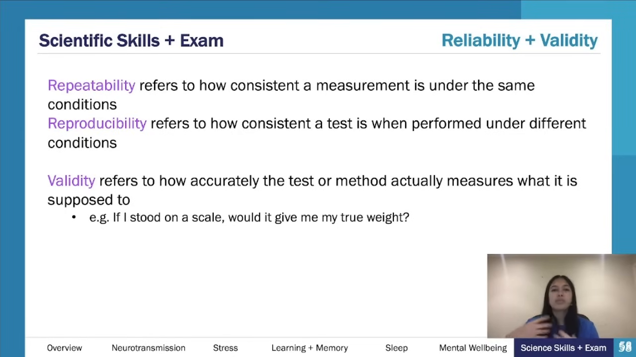My experiment where I'm trying to test this drug on Alzheimer's, have I actually tested what I'm meant to test? Have I designed the experiment well? Have I done this ethically? Have I minimized confounding and extraneous variables so that the results that I've gotten are actually appropriate? I've actually figured out the IV and the DV. That's what validity refers to.